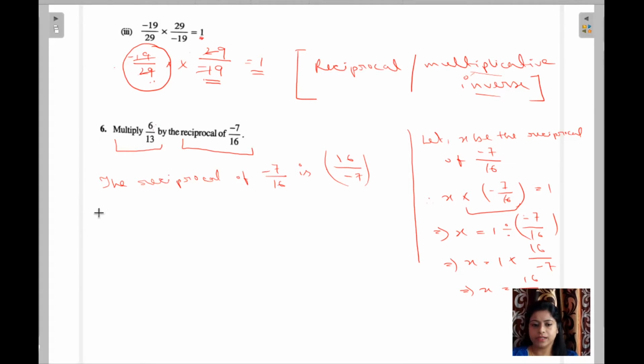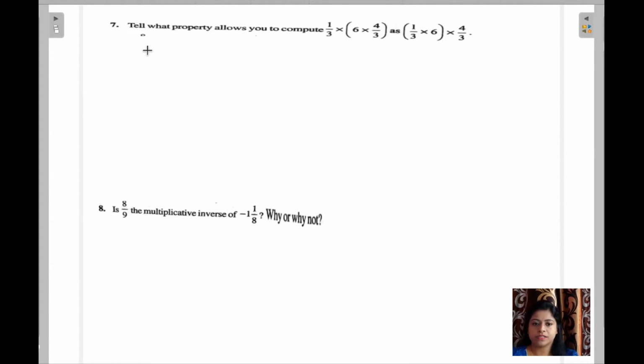Now the second part: multiply 16 by 13 with the reciprocal, 16 by minus 7. So just simple multiplication. It is 96 by minus 91. So the answer is 96 by minus 91. Read the question properly and go stepwise. Next, question number 7.